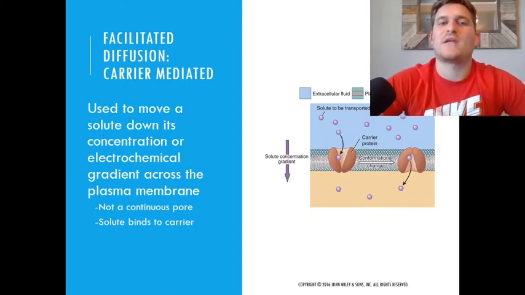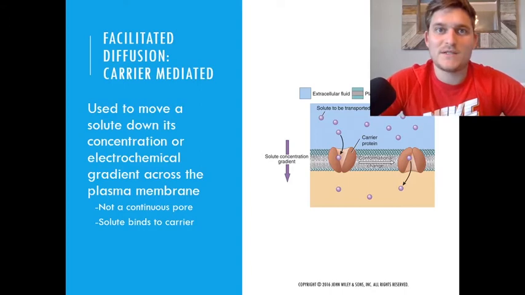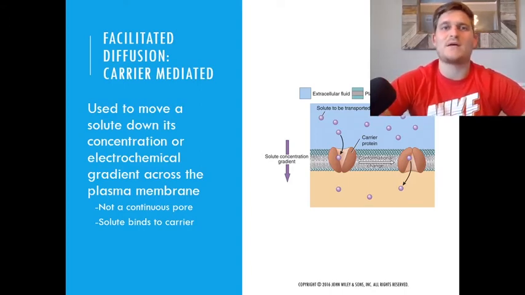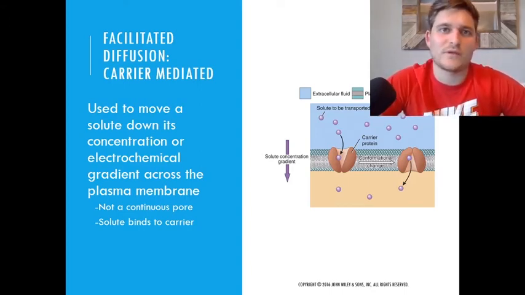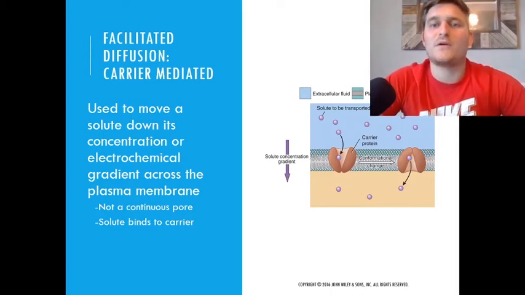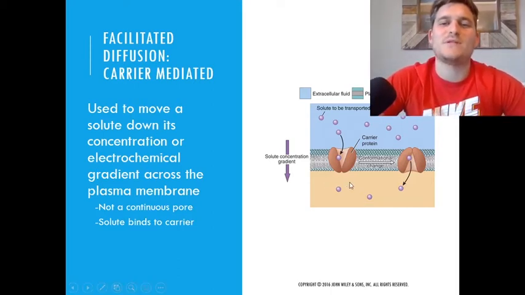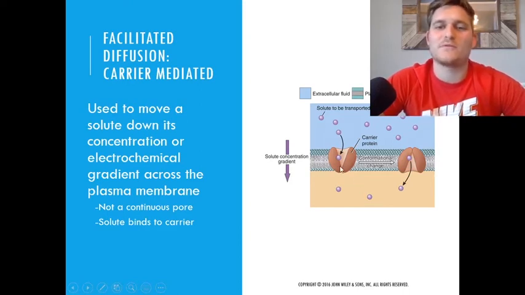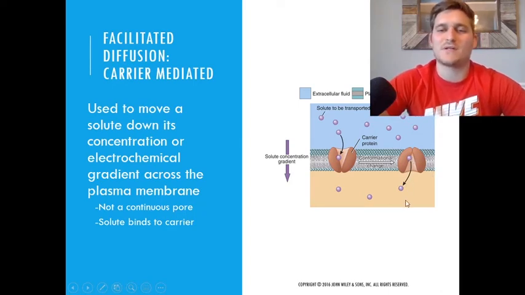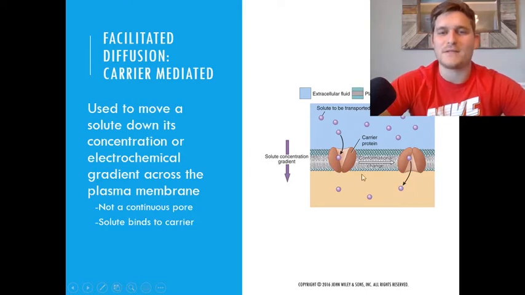Last, we have what's called carrier-mediated diffusion. And the difference is going to be that instead of the ion or the molecule moving through an open pore, the molecule or ion is actually going to need to bind to this carrier protein. And then once the particles bind to that protein, there's a conformational change which allows it to come inside. And so it's not an open pore. There has to be this binding and then change in the protein shape in order to allow these ions and these particles in and out of the cell.